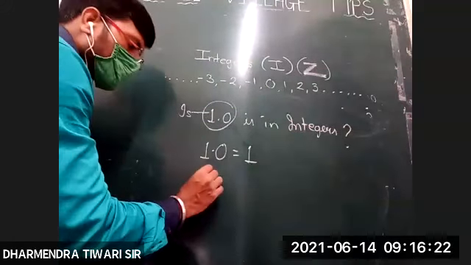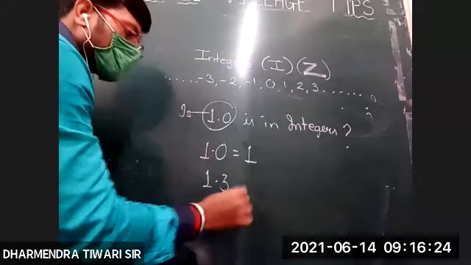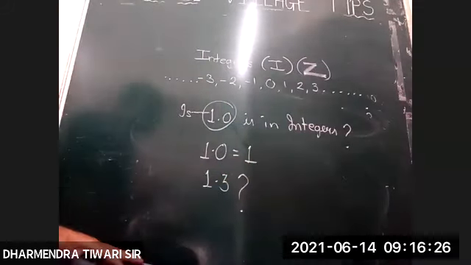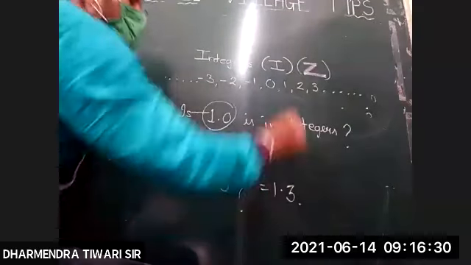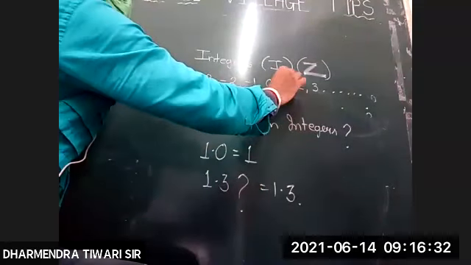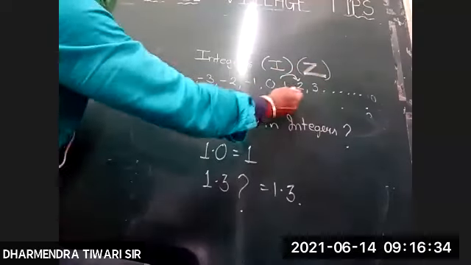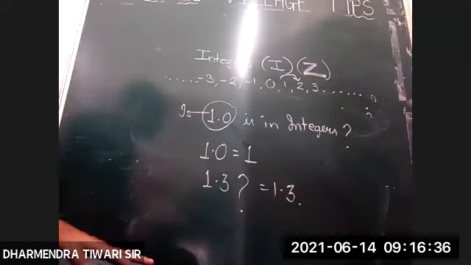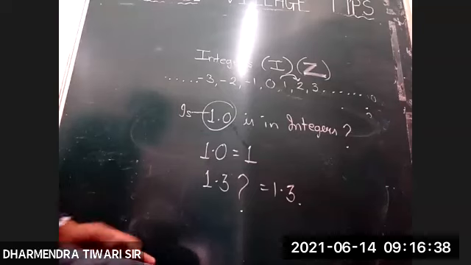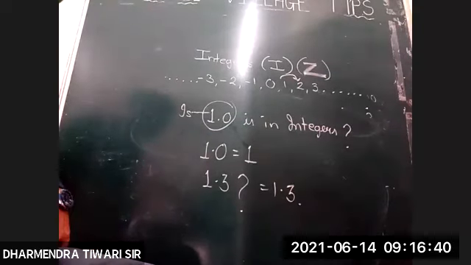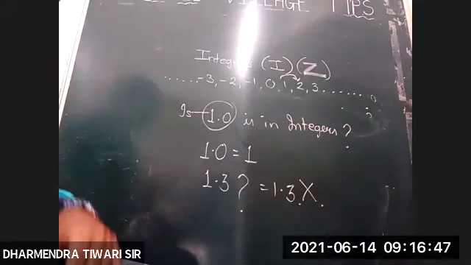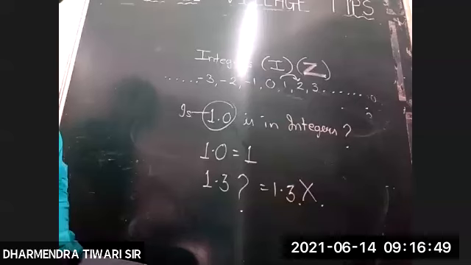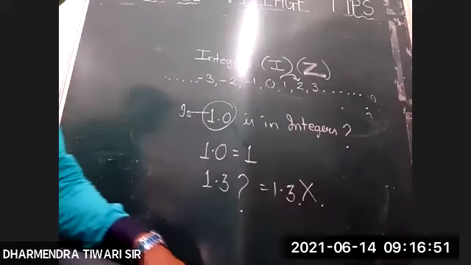If somebody asks you whether 1.3 is present in integers, check what the value of 1.3 is. 1.3 is the same as 1.3. Now check, after 1, we go directly to 2 without considering the values in between 1 and 2. So you can see that 1.3 is not an integer. So integers are without decimals.